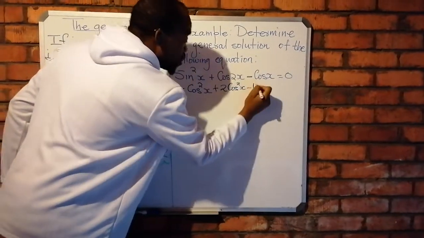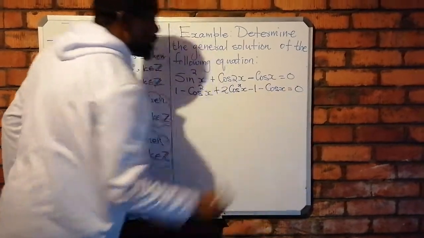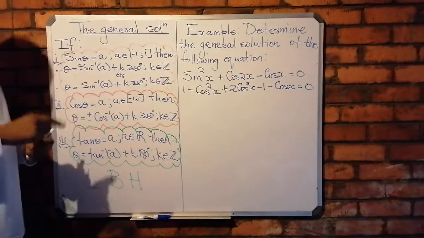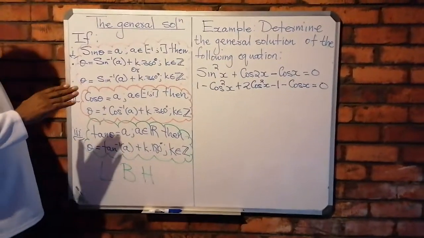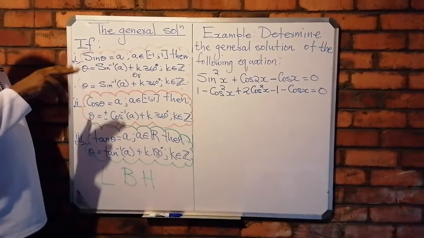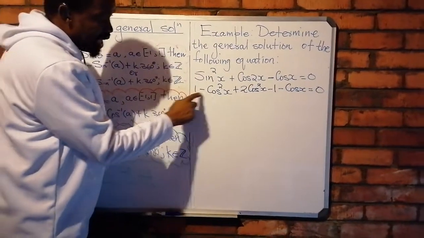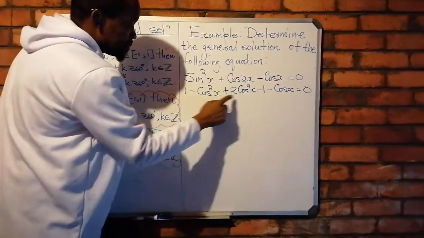Then we bring that one down as it is because we can do nothing about it. Now, we end up with this. Now from here, I'm going to look for what I can do mathematically speaking. Can you see that I've got like terms?